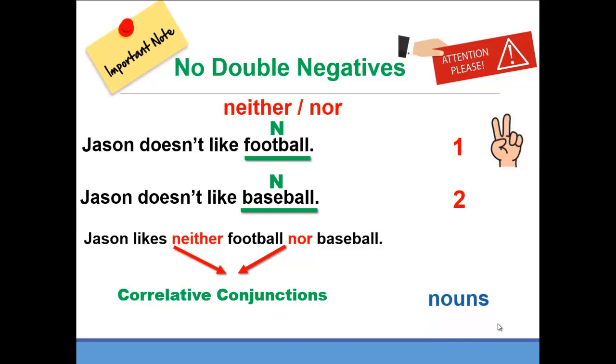Excellent. As I said before, the conjunctions have to be parallel. They have to join the same type of words. If the first word is followed by a noun, which is football, then the second word has to be followed by also a noun. Never ever forget this part. The verb will be likes. Why? Because no double negatives shall be used together.